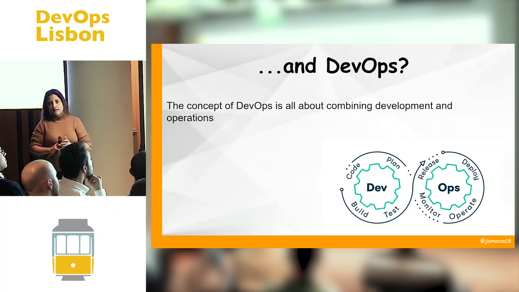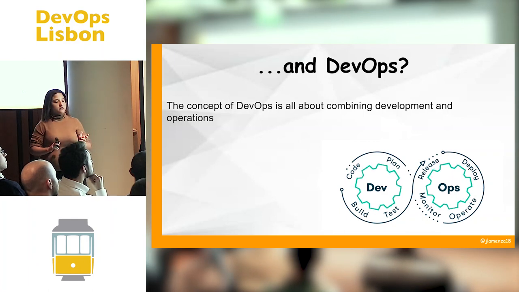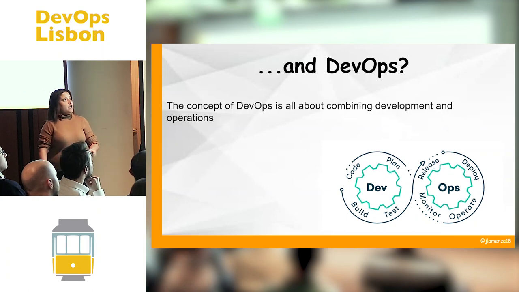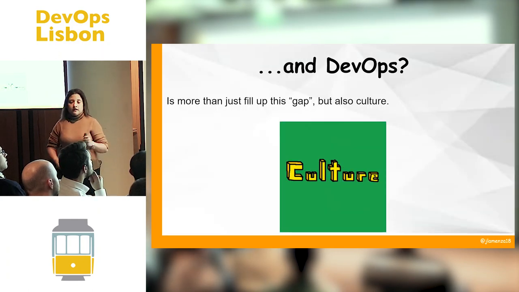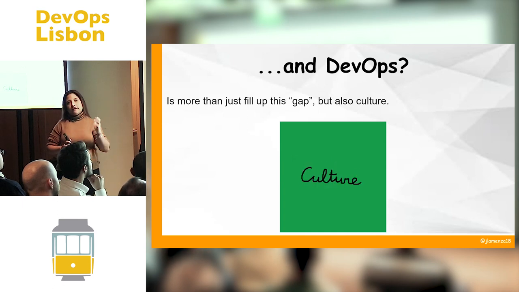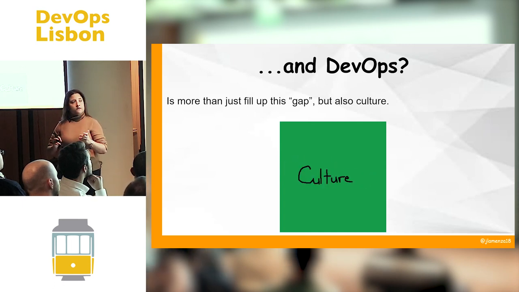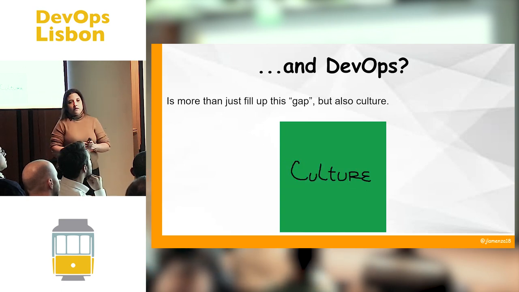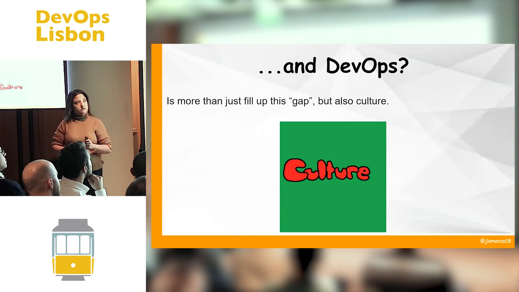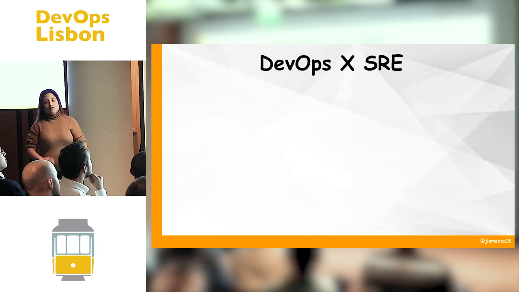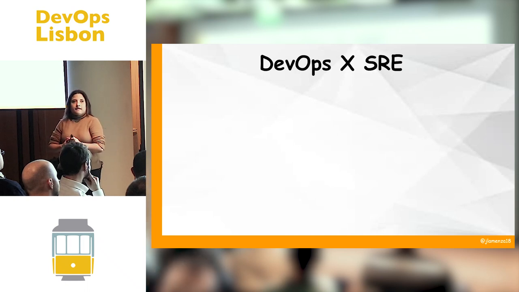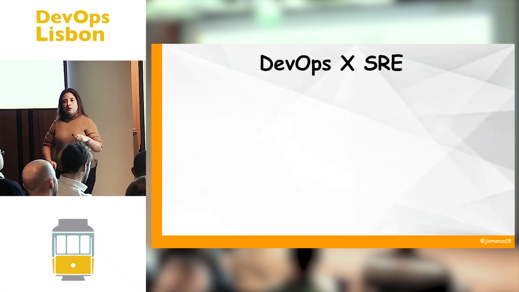And DevOps. Well, DevOps is a combination of development and operation. And in my point of view, they come to break the barrier between these two silos. But for me, it's much more to fill up this gap. It's about culture also. So what is the difference between these two things, or these two roles, or these two words, or whatever you think about it?